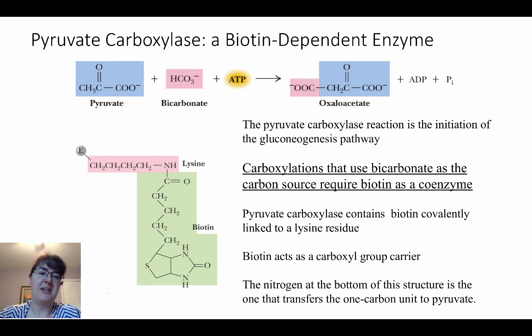But the grand question here is, so what do we need the ATP for? Because that ATP is not going to be attached to the oxaloacetate. We're not adding a phosphate anywhere, so what are we going to do? That ATP is going to be required for the biotin to actually be able to use that bicarbonate. Let's take a closer look.